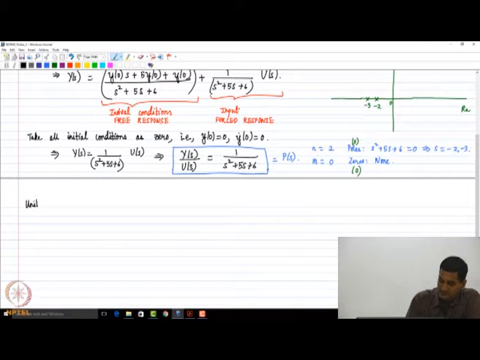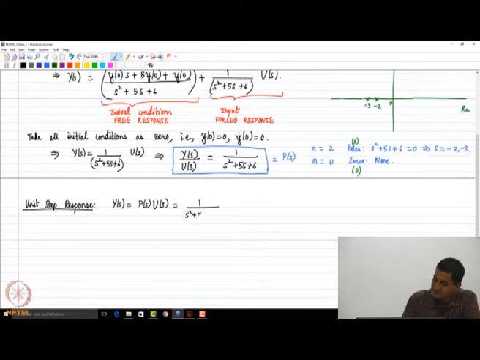So let's go ahead and look at the unit step response. If I want to figure out the unit step response, I first need to find Y of s, which is P of s times U of s. Since we already know the transfer function, we just plug it in. Unit step response means what is U of s? U of t is 1, right? What about U of s? 1 by s. If you take the Laplace transform of 1, you will get 1 by s, right?